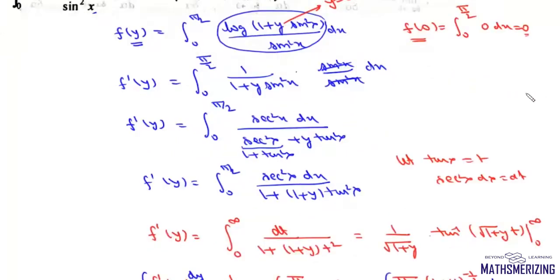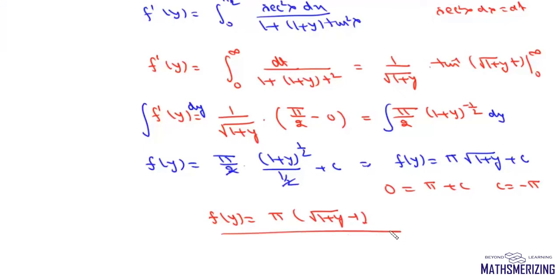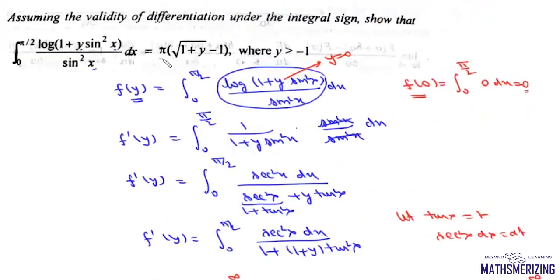So we'll use this condition to find the integration constant. We'll put y as 0, we'll get f(y) as 0, and it will be pi plus c. So the value of c is minus pi. So from here we can say the value of this integral will be pi into under root of 1 plus y minus 1, and this is what we need to prove in the question. The value of this integral is pi under root 1 plus y minus 1.